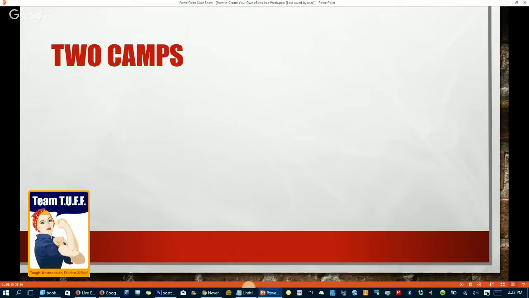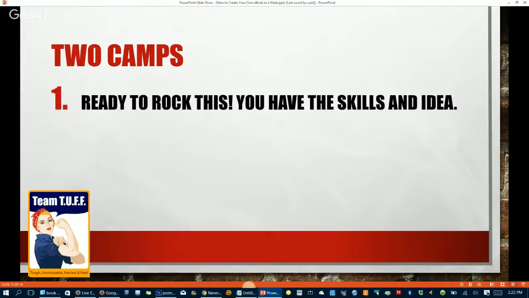At the end of the presentation, you're probably in two camps, and I want to leave this open for you. So you're probably either in camp one, which means you're ready to rock this. This was just the information that you needed in order to get your book off the ground, and you know how to create a capture page. You know now the secret skills that I just shared with you, and you have an idea on the topic that you're going to write about. So if you're in that camp, go for it.